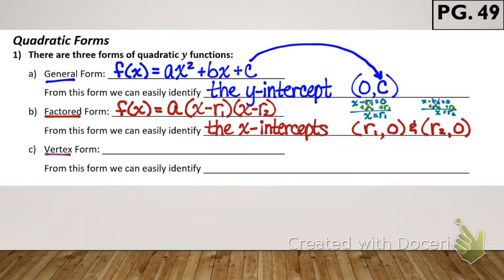This is called vertex form. General form tells me where the y-intercept is. Factored form tells me where the x-intercepts are. Does anybody want to take a guess what feature of a quadratic graph I can easily identify from vertex form? Close. I can tell that, but I can tell that from all three of the forms. But you're right, that is one of the things that I can find in this form. This is the only one that tells me from its form name what I can find. I can find my vertex.